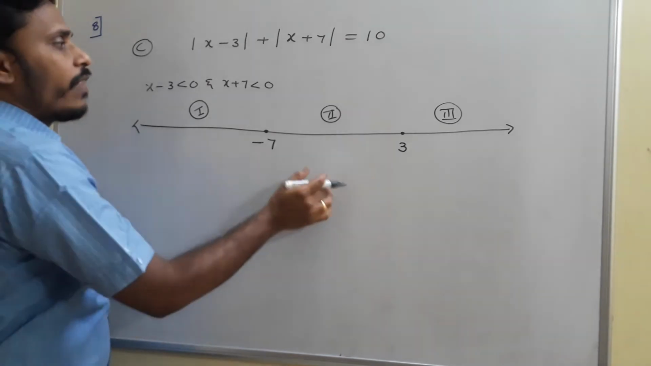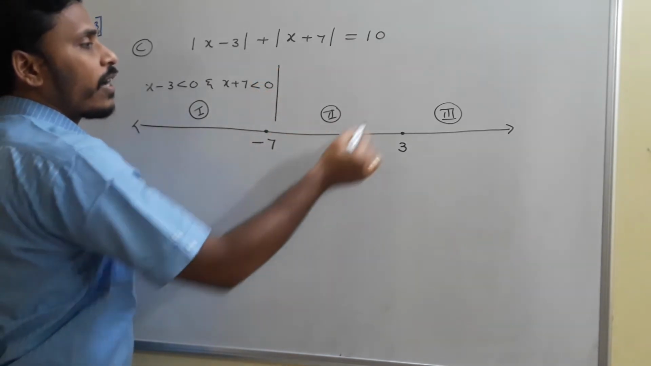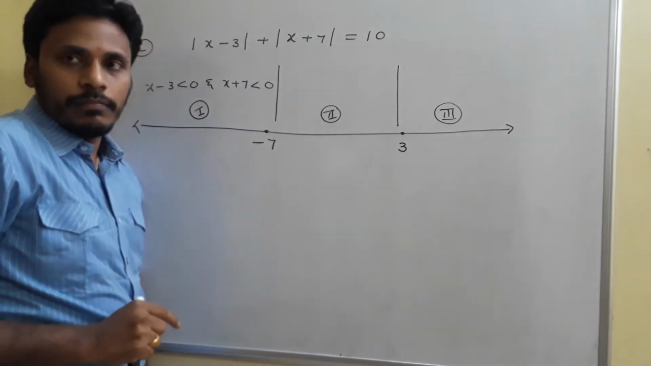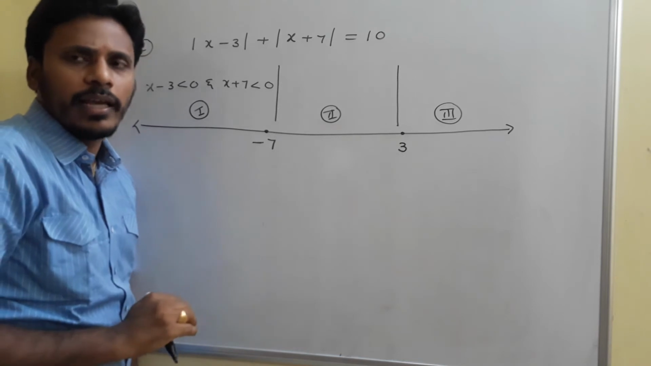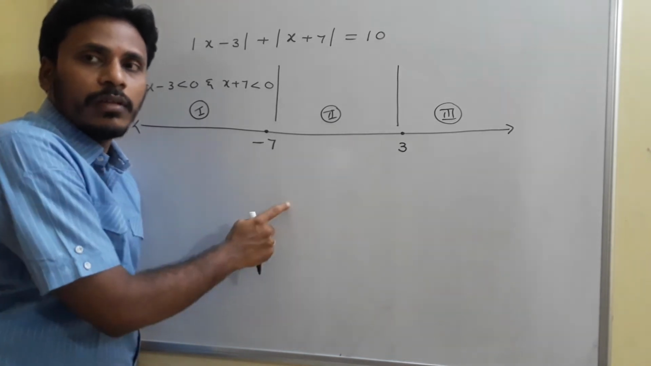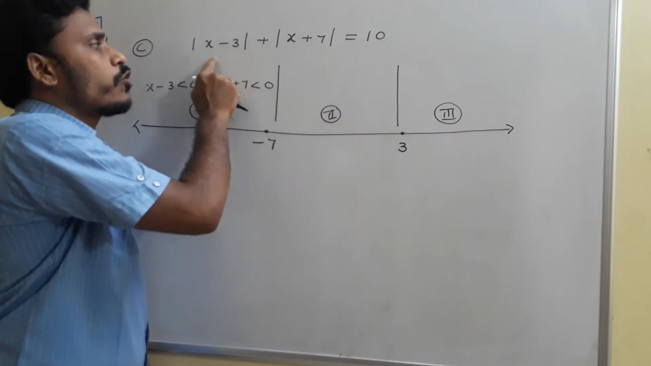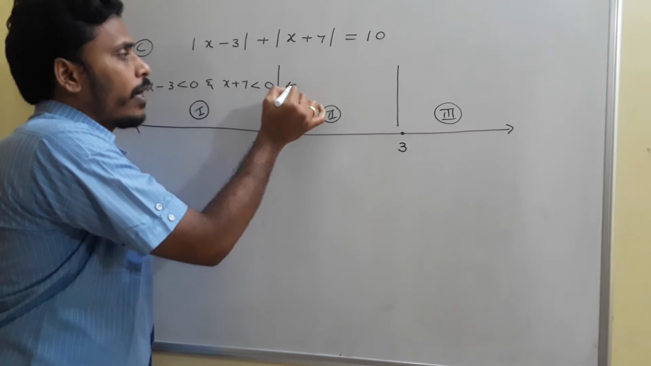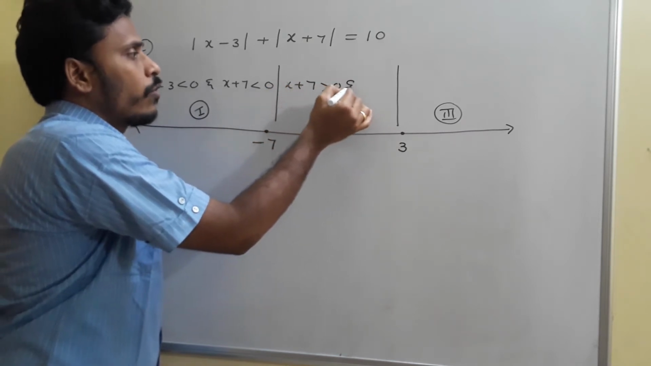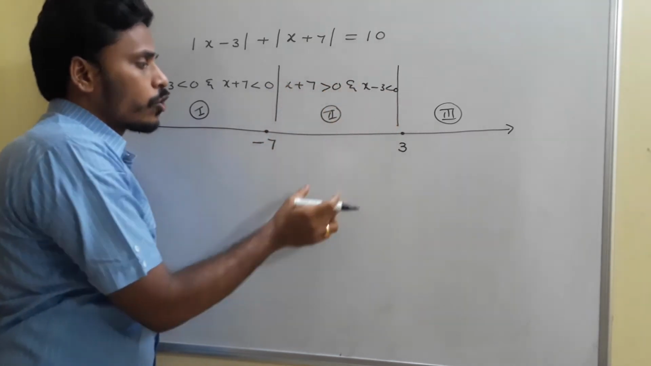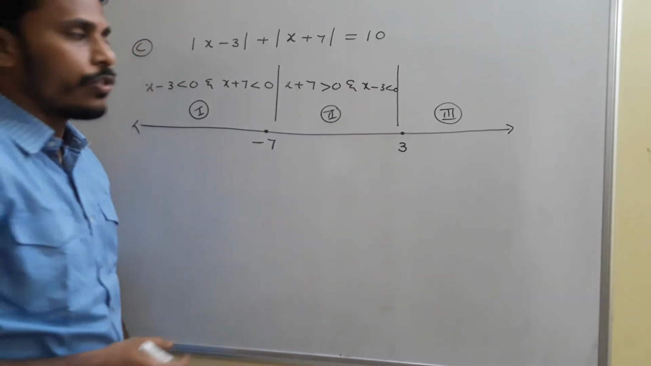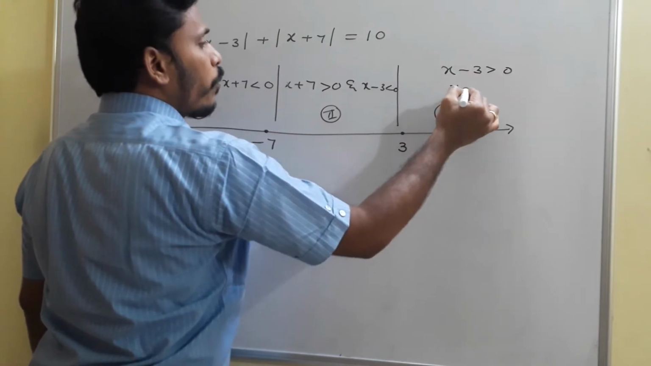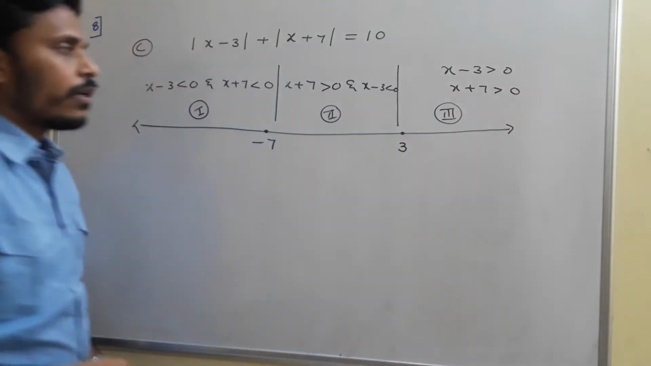Usually if you divide the problem into different cases, for sure in the last region all are negative. And in the second region, the numbers are in between minus 7 and 3. As a check, take any number like 0 which is in between minus 7 and 3. For 0, if you replace, x plus 7 is positive and x minus 3 is negative. So in this region, one value is positive and one value is negative. And in the last region, both the values are positive.